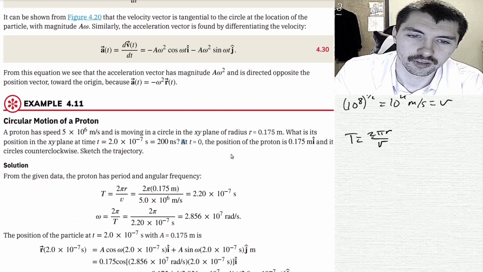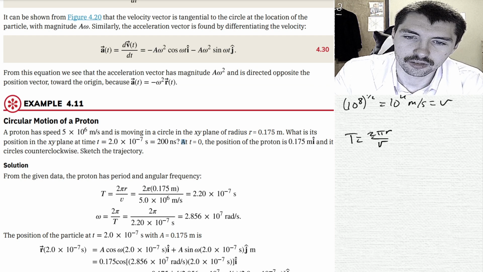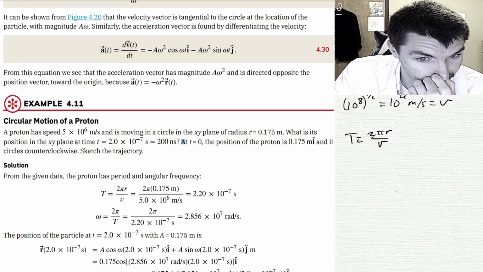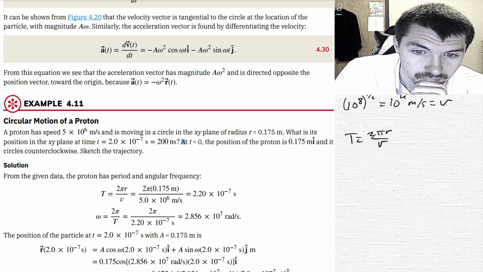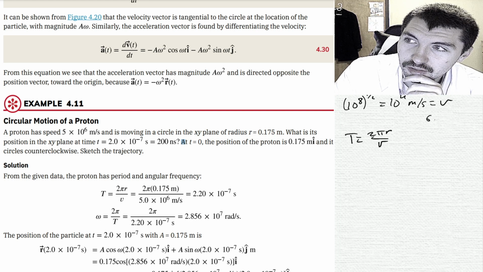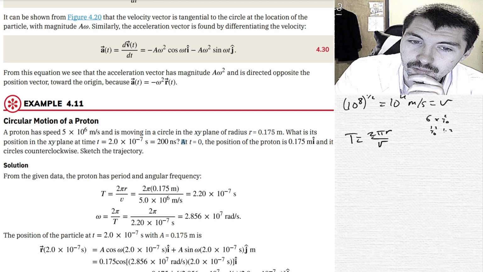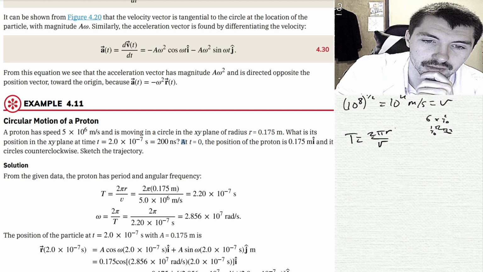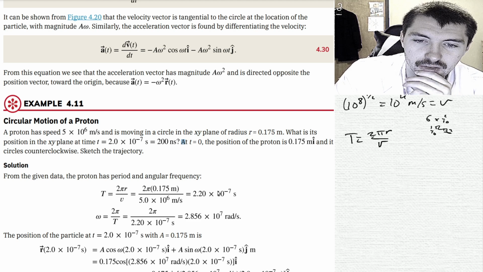Okay, so if that was the case, it'd be 2 to the -7. So what is this? This is about 6. 6 times 2, 10, 12, 10. Okay. So they're getting this number.